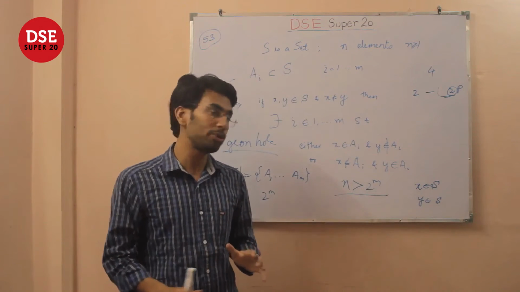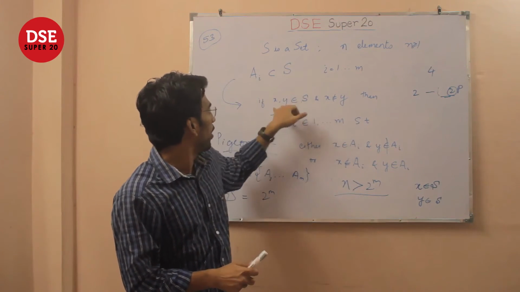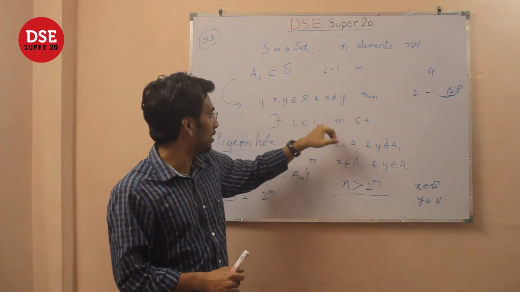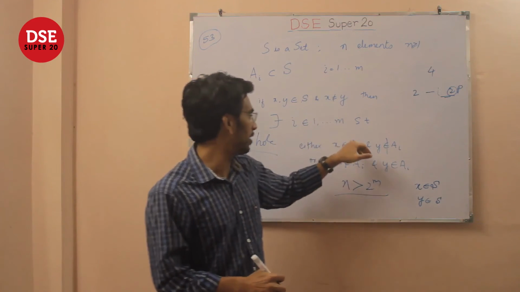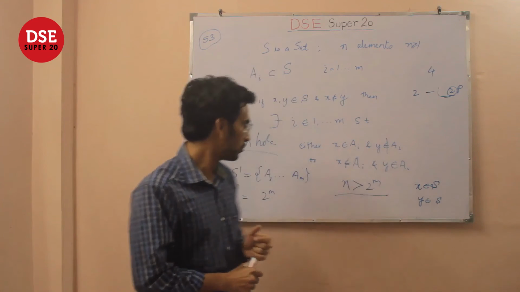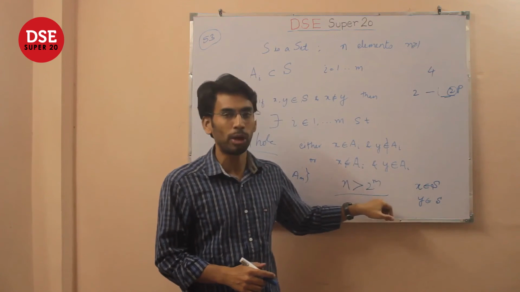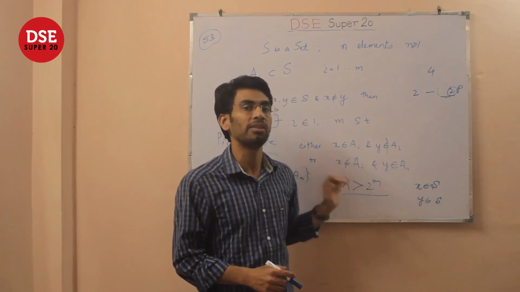Therefore, we will not be able to find any index i such that for any two elements x, y belonging to S, there exists some i such that one belongs to the set A_i and the other doesn't. Therefore, we cannot have n greater than 2^m. All that we can have is n less than or equal to 2 raised to m, and that is the answer.